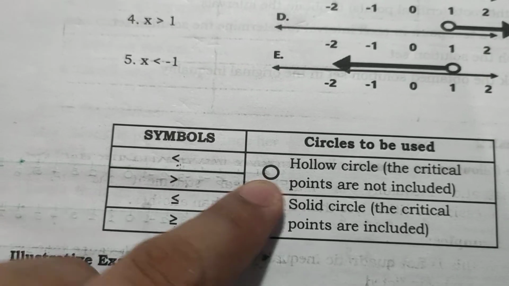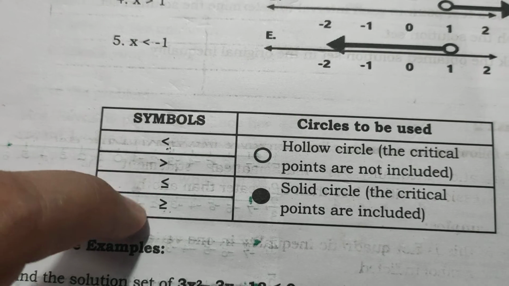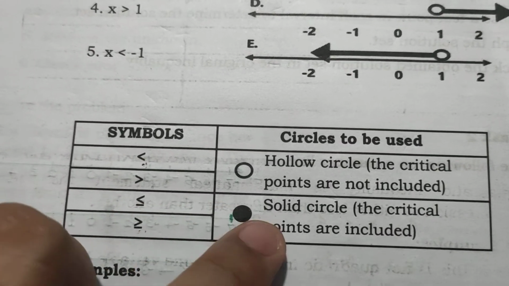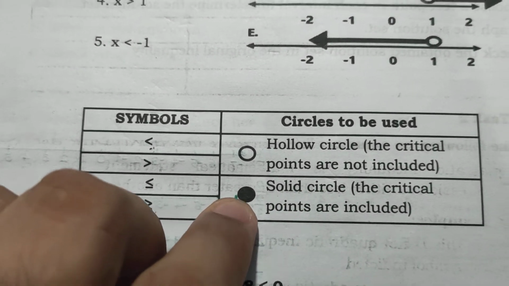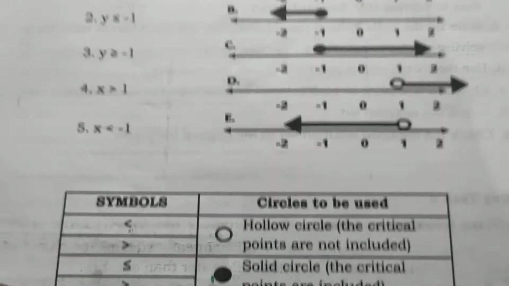When you are going to use less than or equal and greater than or equal symbols, when there is an or equal symbol, you are going to use a solid circle or a solid dot. The critical points are included.